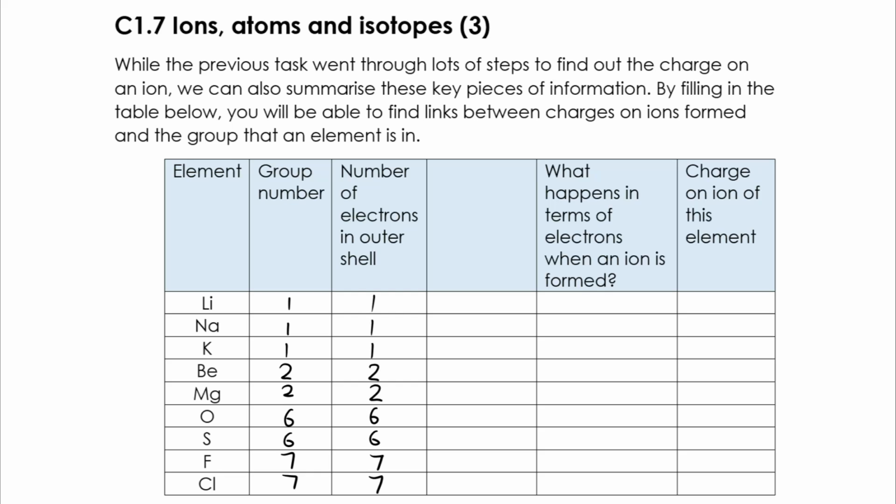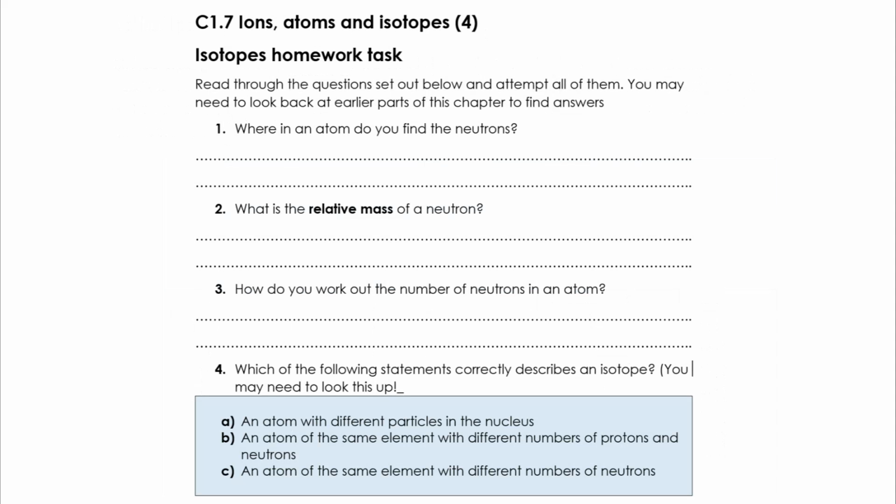Now, we've already touched on this previously. What's the easiest way to get a full outer shell, which is what happens when the ion is formed? Group 1 will lose 1 electron. Group 2 will lose 2 electrons. Group 6 will gain 2 electrons. Group 7 will gain 1 electron. So following the process through that we've just done numerous times, we can get to the charges. And we can see, hopefully, some patterns here. Group 1 ions will always be +1. Group 2, always +2. Group 6, always -2. And Group 7, always -1. Next task for you, have a go at answering these 4 questions.